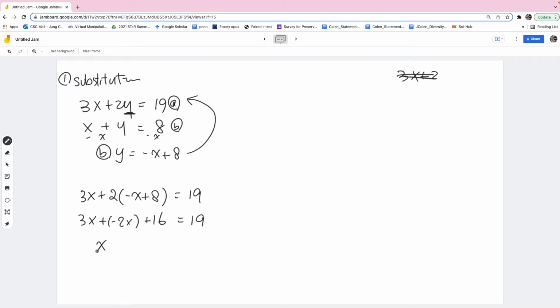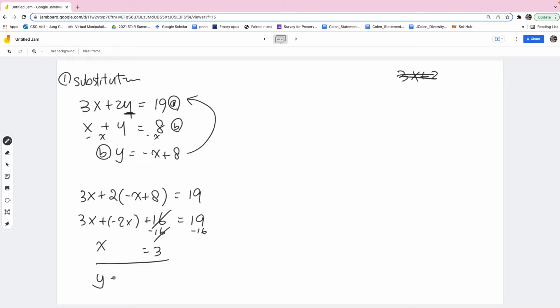So 1x is the same as x, plus 16, I can subtract that on both sides. So I can get rid of that, leaving only the x term on the left-hand side. Then the right-hand side is 3. So x is 3. So that's what we got for x.